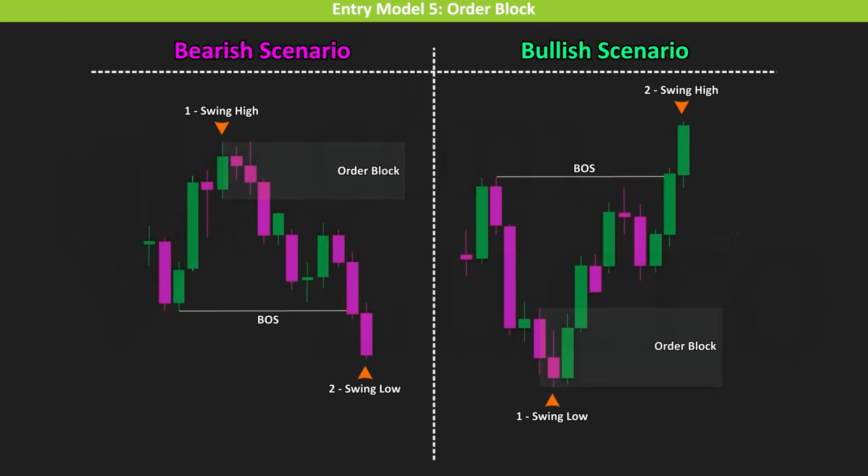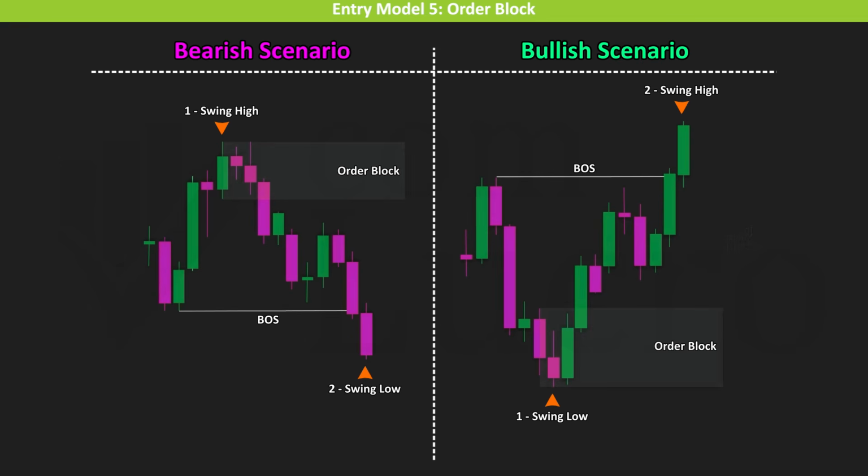In a bearish scenario, the bearish order block is the last up-close candle or the series of up-close candles formed right before a strong bearish move that causes a break of structure. On the other hand, a bullish order block is the last down-close candle or the series of down-close candles formed just before a strong bullish move that leads to a break of structure.